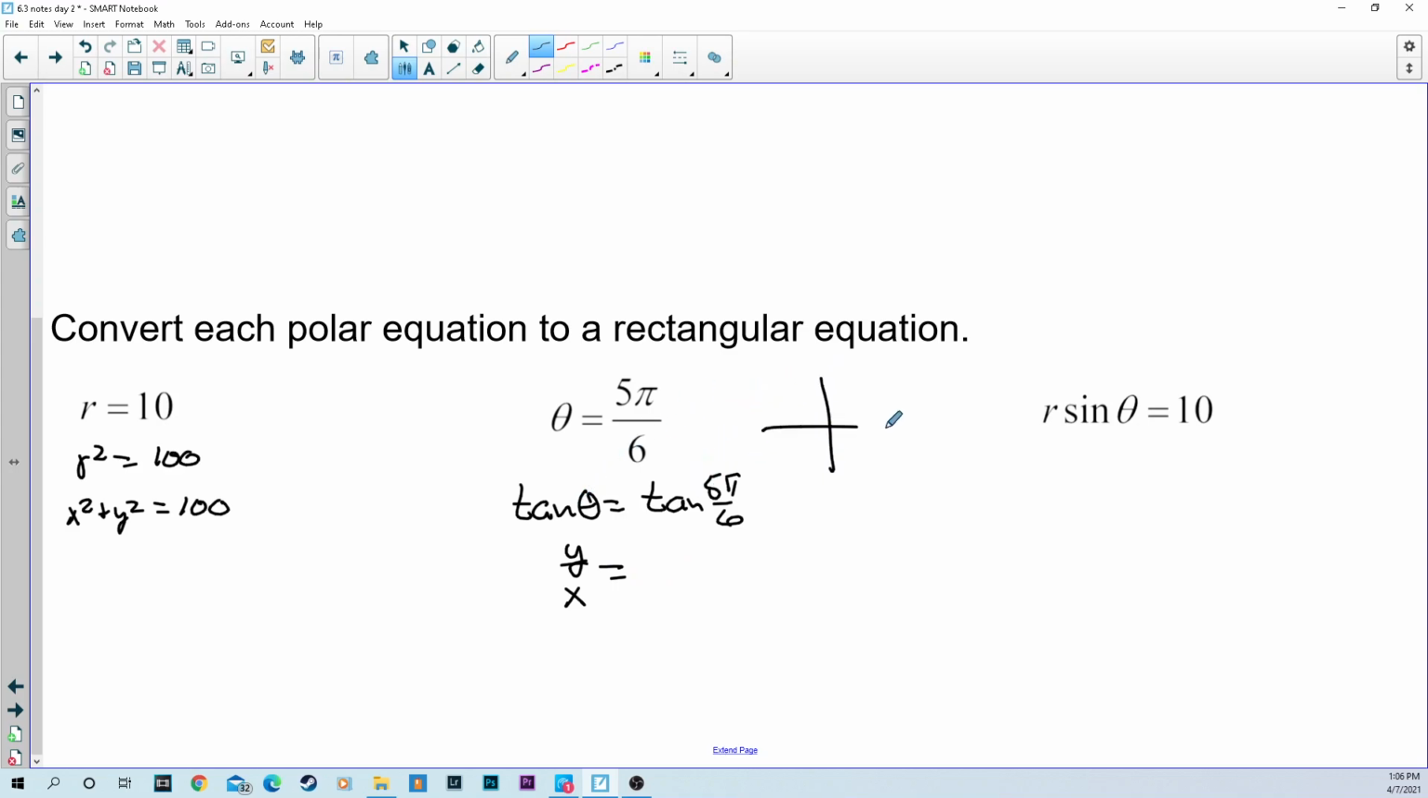That's one of the tools that we have, where tangent of theta is y over x. Let's see, 5 pi over 6, that's over here. This is negative square root of 3 over 2, 1/2 are the unit circle coordinates. That's going to be 1 over negative square root of 3, sine over cosine. And y is equal to negative square root of 3 over 3 times x. Well, our sine is y. Y equals 10.